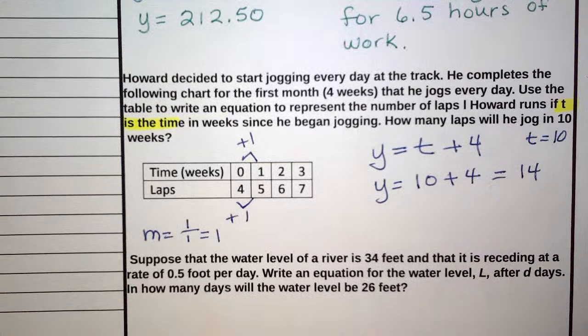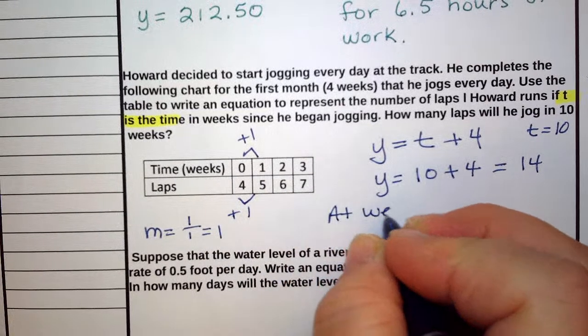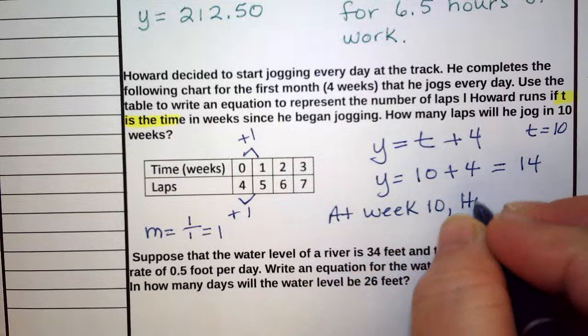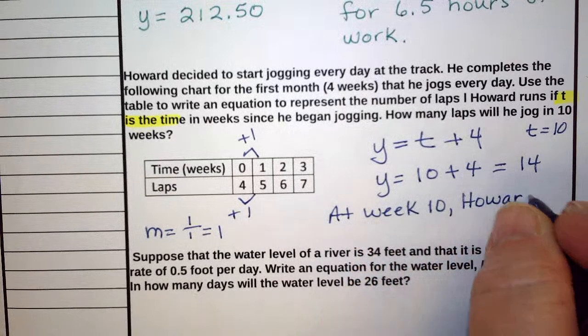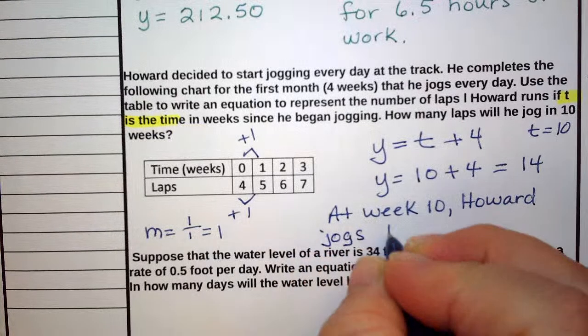So at week 10, how many laps will he jog? 14. Howard jogs 14 laps.